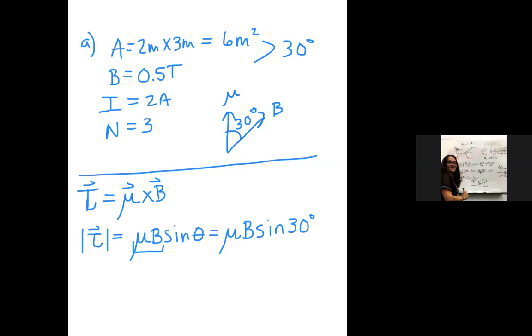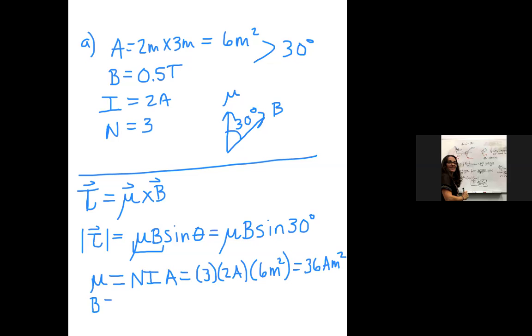Okay, so what is mu? Well, mu is given by number of turns times the current times the area. So that's 3 times 2 amps times 6 meters squared. That is 36 amp meters squared. And the B field was given, oh, I don't need to write that down, it's just given, right?